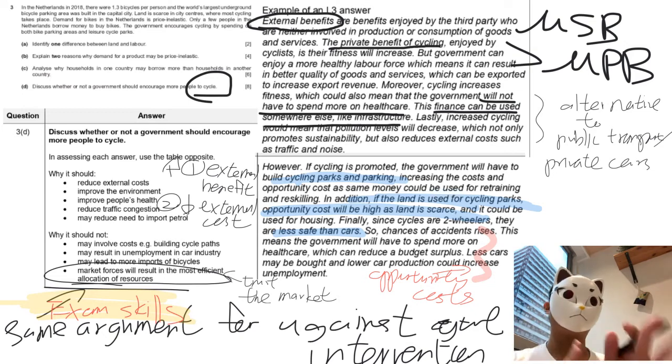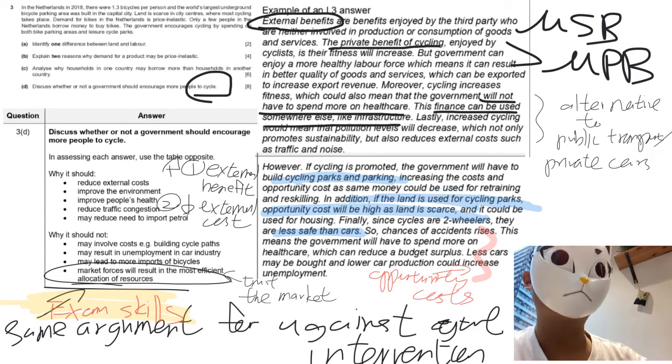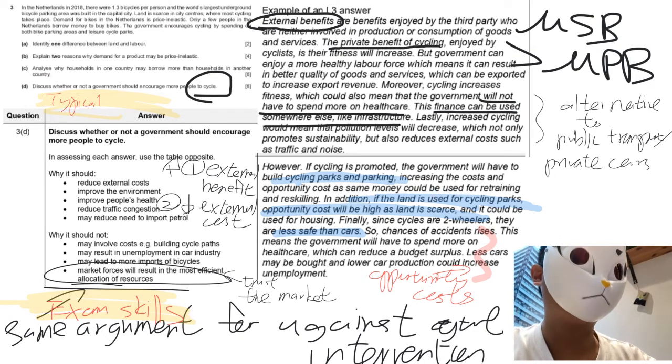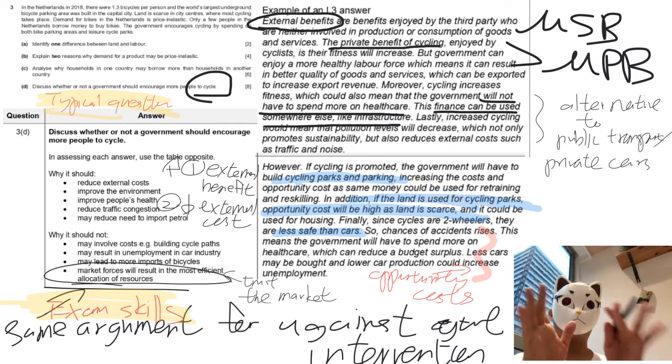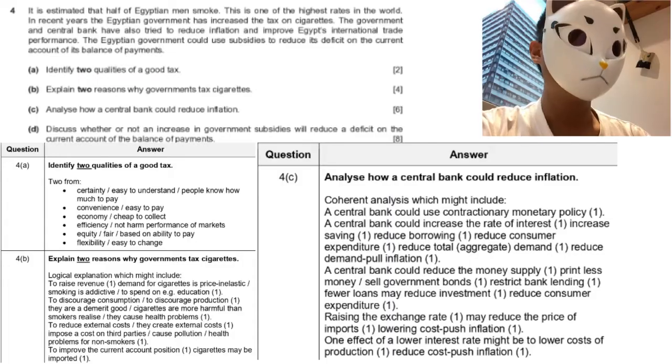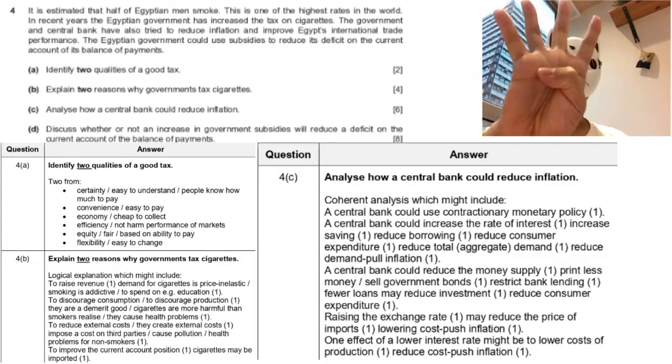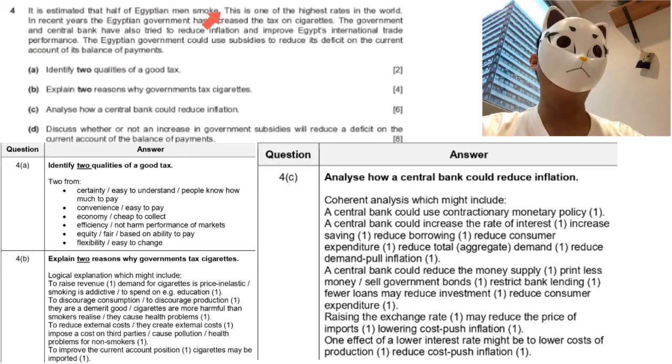It's a very typical question about whether the government should encourage someone to do something good, like sport. This is a very typical question, and I do recommend you pick this question. So this is all for part D. Right now we will move on to question 4. It's about cigarettes, smoking.